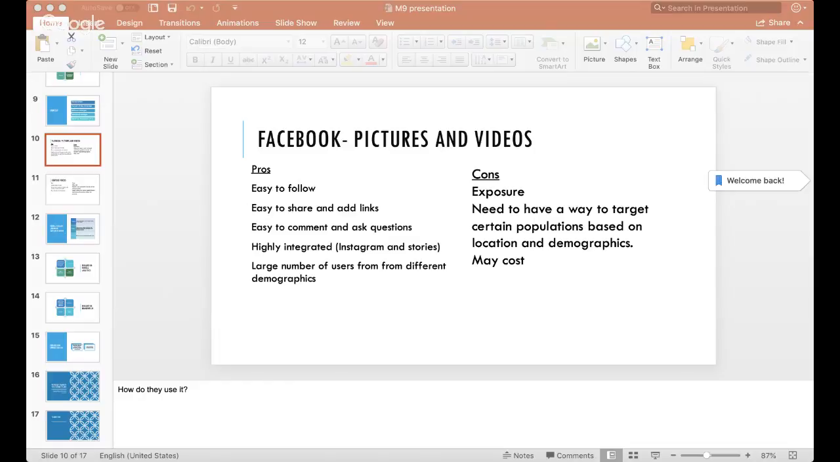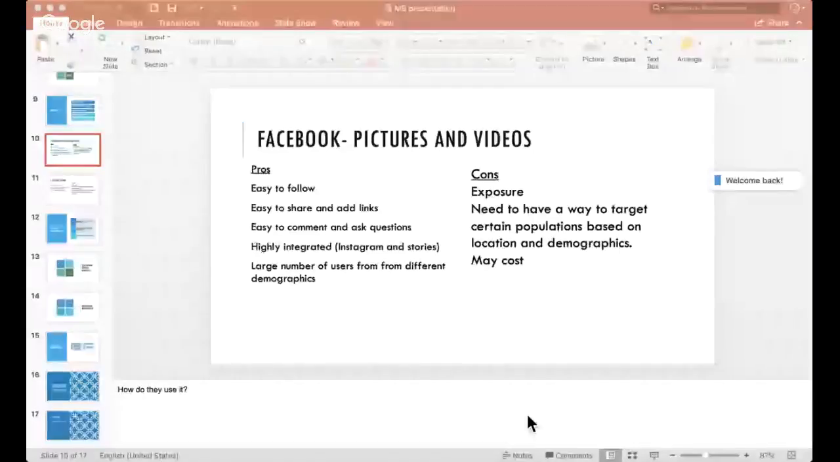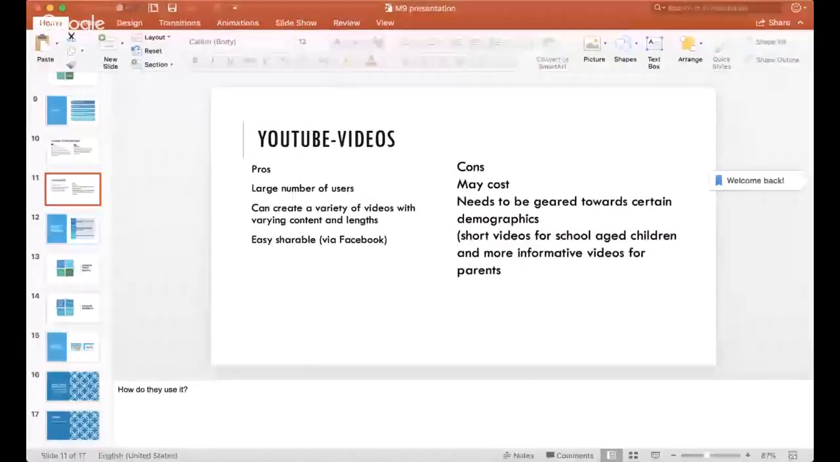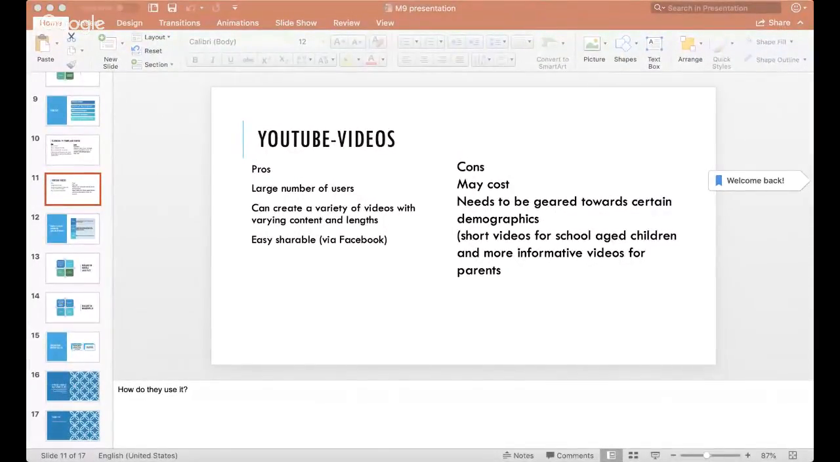And sometimes it may cost to advertise on Facebook. There is a financial cost to that. It's just another aspect to kind of think about. There's always ways around it, but right now we'll put it as a con.